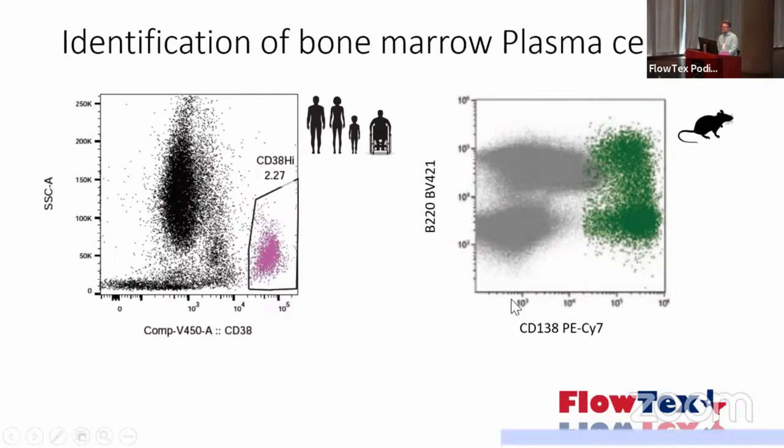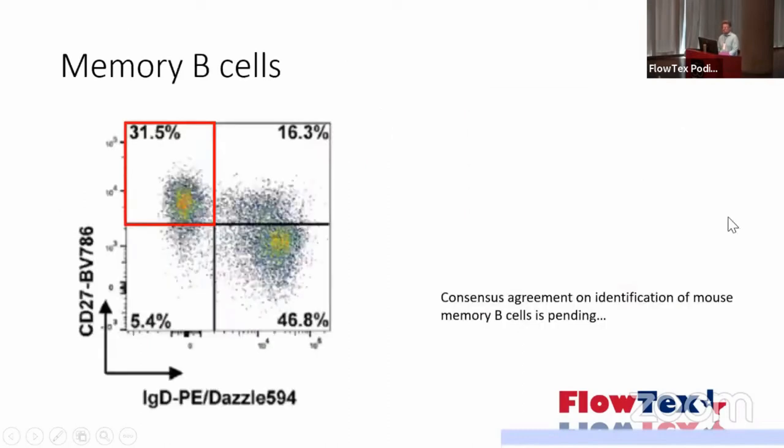And then in mice, it's a little bit different. Generally, it's just CD138 that's agreed upon as the plasma cell marker. For memory B cells, in humans, they're a little bit easier to identify. Generally, those that are CD127 high and negative for IgD, which is the original class of antibody that is produced by a B cell, are agreed upon to be the memory B cells.